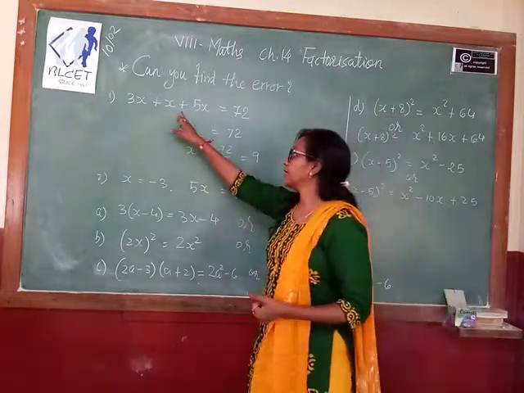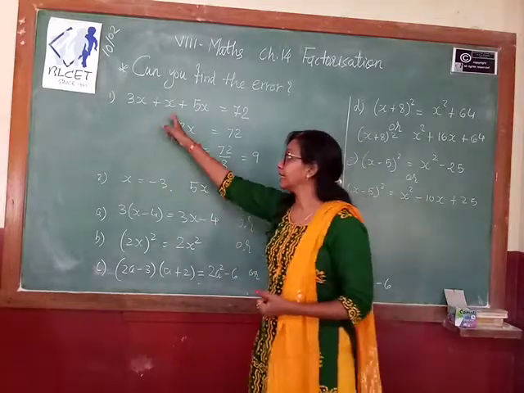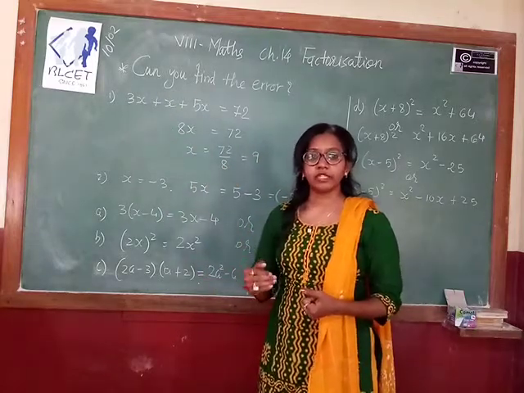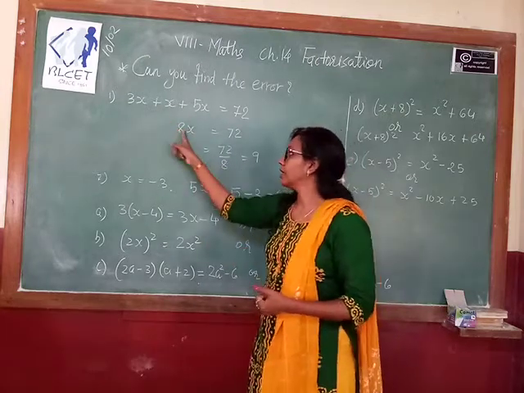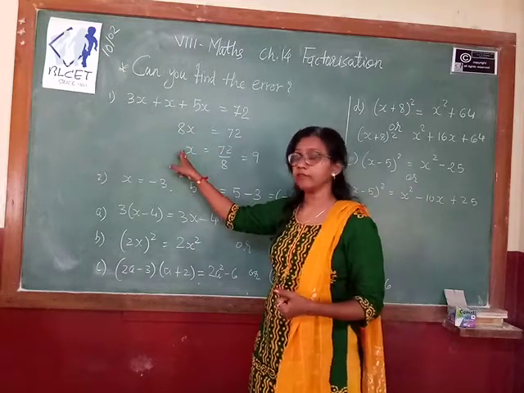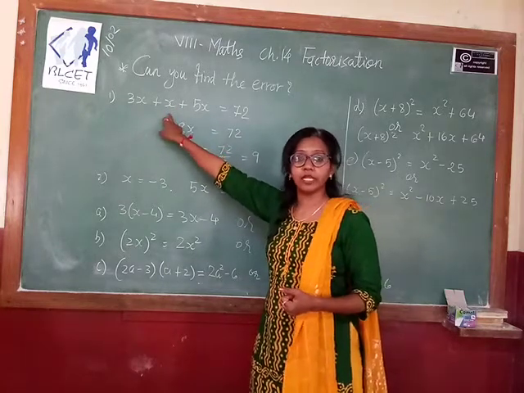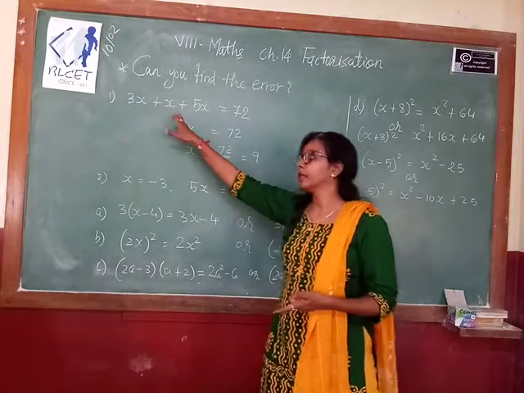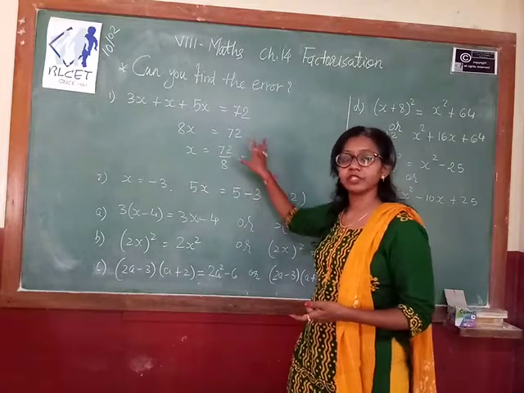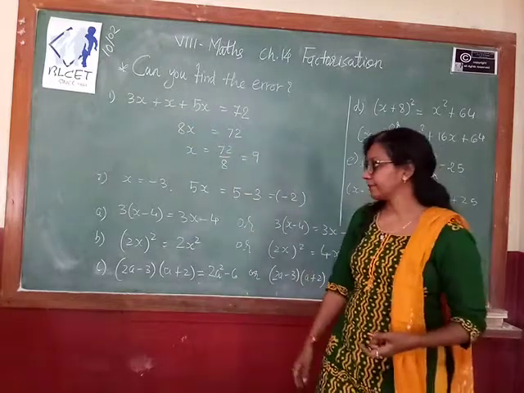First, you have 3x plus x plus 5x. Normally the coefficient of x here is 1, but sometimes in a hurry we do not count that coefficient and directly add 5 plus 3 to get 8x. The correct answer is 9x. In a hurry we add 5 and 3, see no numerical value written with x, and ignore it. Then we write 8x is equal to 72, x is equal to 72 by 8, which is equal to 9. So this is a wrong answer. Here is a possibility where we can definitely make mistakes.